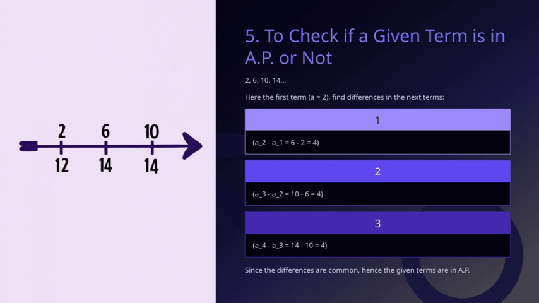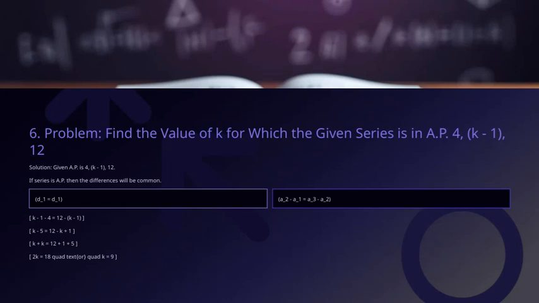Now, note that the first term here is 2. To find the common difference, we look at the differences between terms, which in this case is 4. This pattern of equal differences is key to identifying an arithmetic progression. And this concept helps us understand how sequences behave and how to verify if a sequence is in AP. Now, moving on, we'll explore how to check if a given term actually belongs to an AP or not. Let's look at this slide.